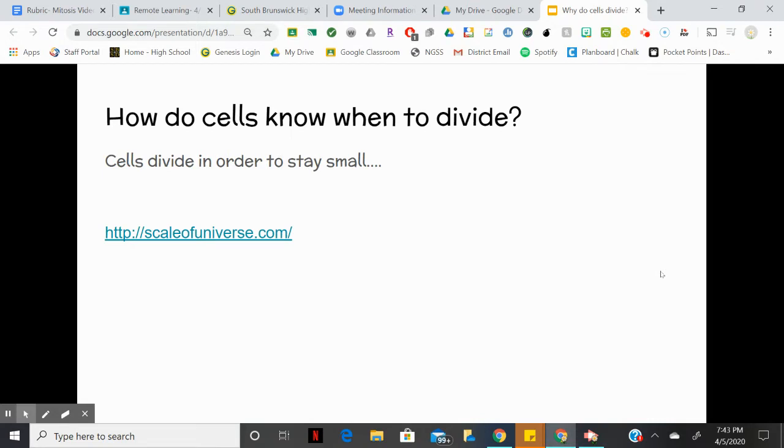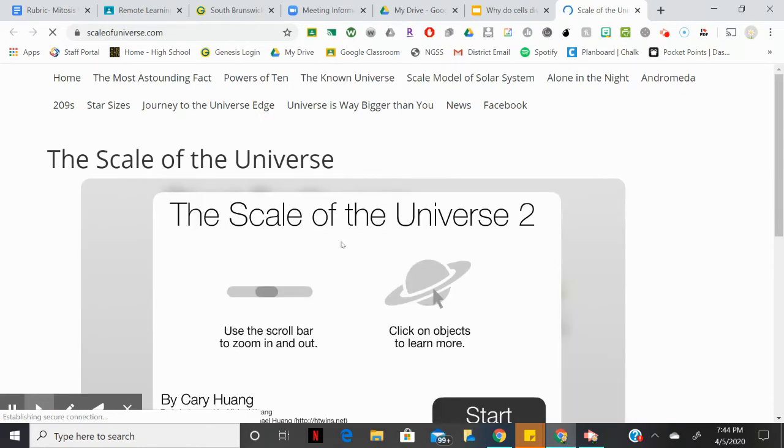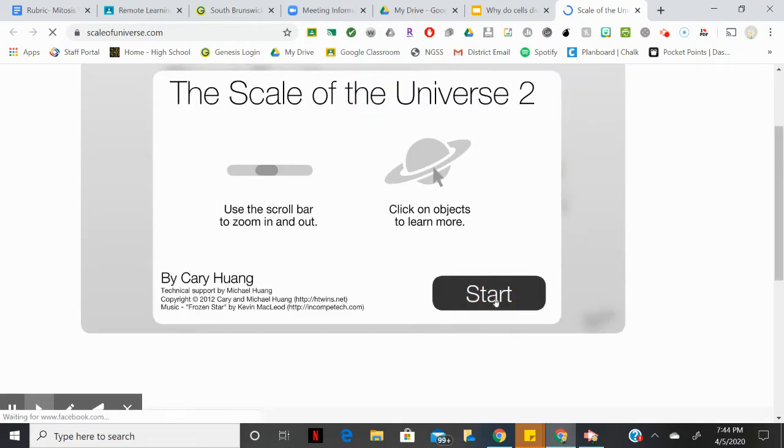So how do cells know when to divide, right? They know, okay, this organism has to grow. I need to make new cells. But what actually forces a cell to divide? I'm just going to show you this real quick. So cells divide in order to stay small. That's the simple answer. There's this really cool interactive scale of the universe where you can see just how small a cell is.